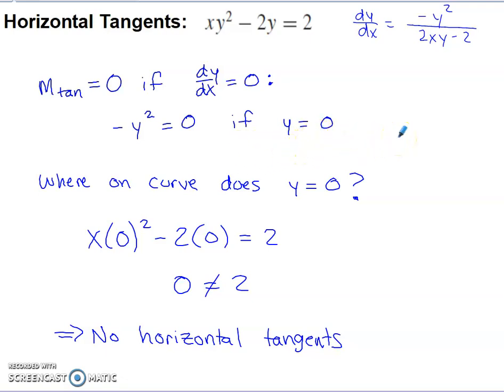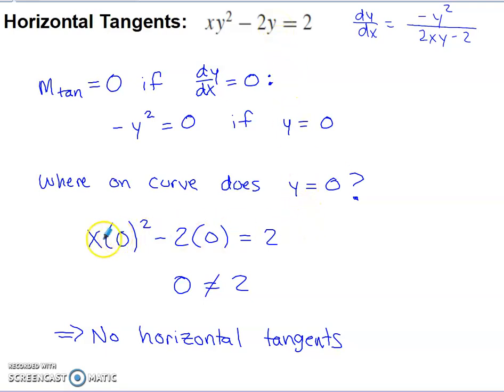A lot of times I'll see people say, all right, well, I know I have a horizontal tangent line where y is equal to 0. What you don't yet know is if there's even a point on the curve where y is equal to 0. So in order to figure out where on the curve y is equal to 0, we're going to have to take that y that we just identified and replace the y in the original relation with 0.